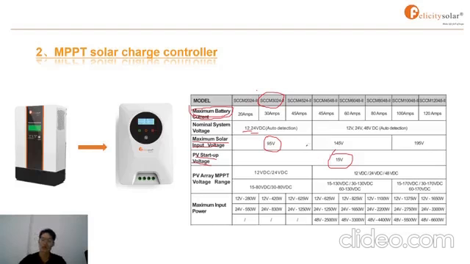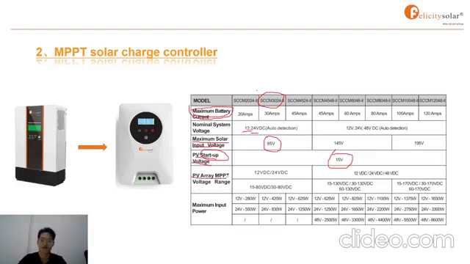So for example, in the morning when there is no sun, the light is dim, the light is not strong, the voltage may be less than 15. So at this time the MPPT won't start until the light becomes stronger. Then the voltage will be more than 15, so the MPPT will start. So that's the startup voltage.